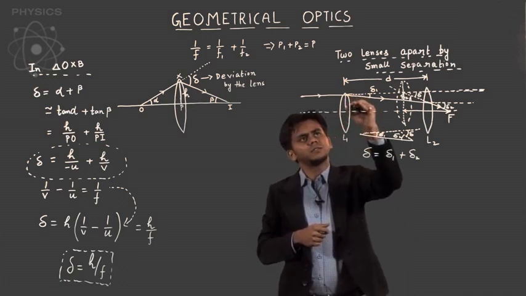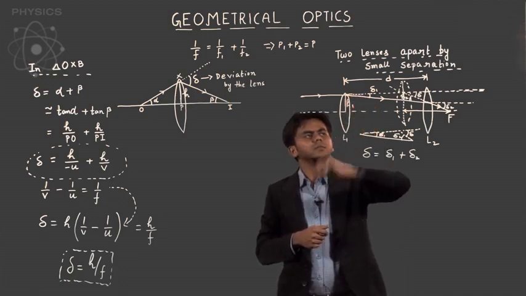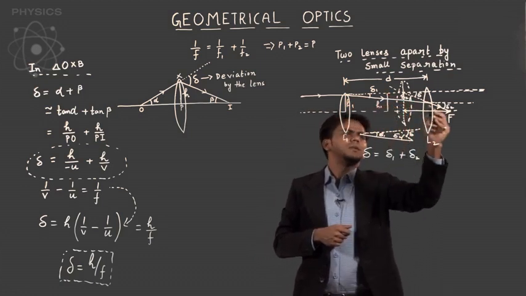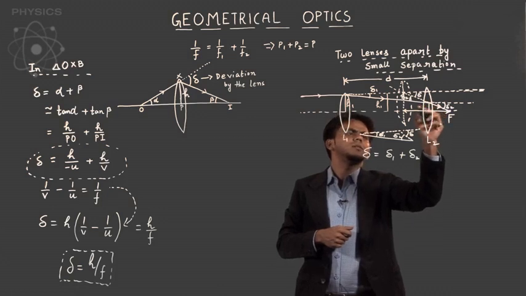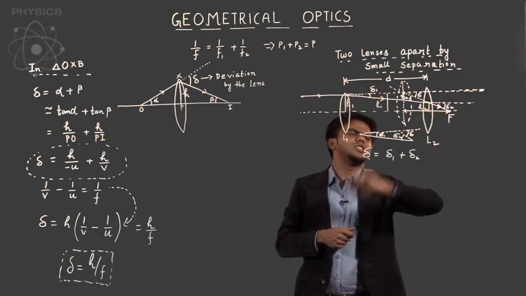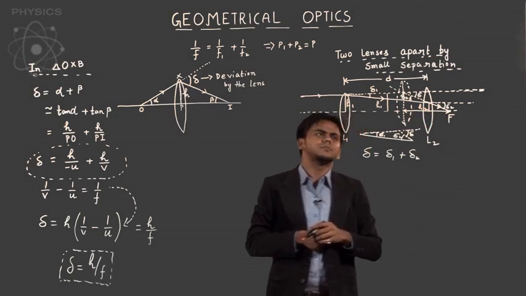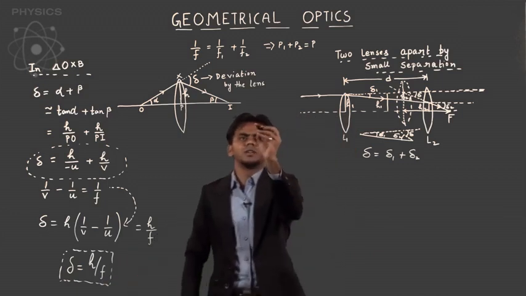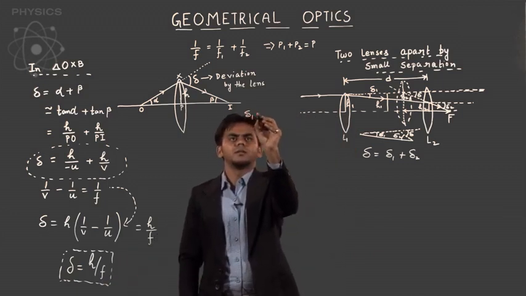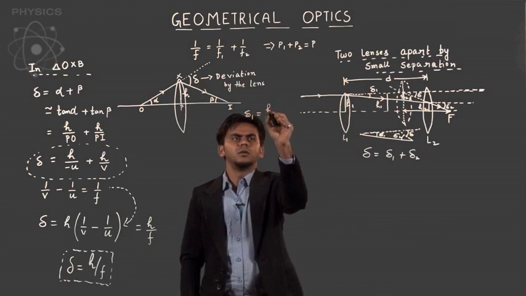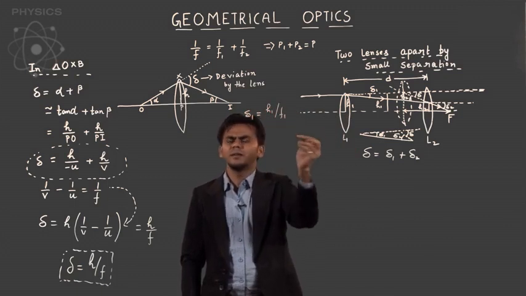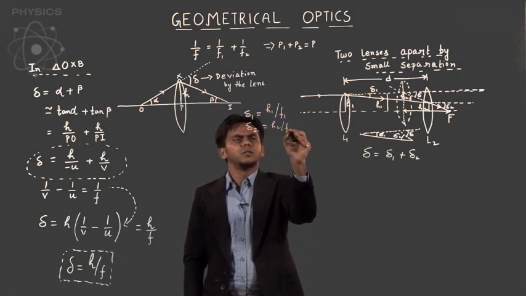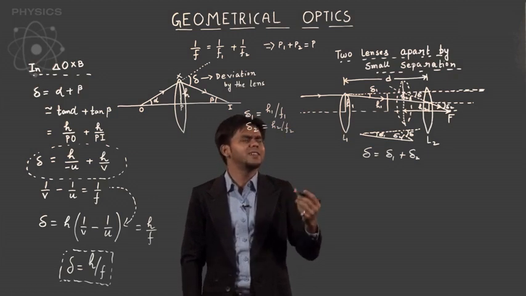Let's say this is H1. So even this thing is H1. But this thing, what about this? This would be H2, right? Now, what exactly is delta 1? Use this logic. Your delta 1 would be equal to H1 by F1. Delta 2 would be equal to H2 by F2. Finally, what would be delta?